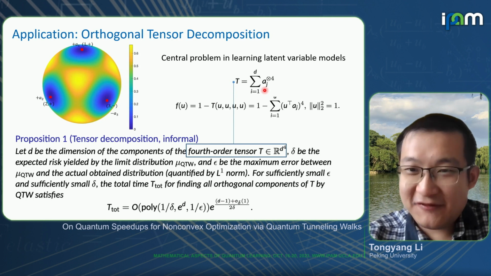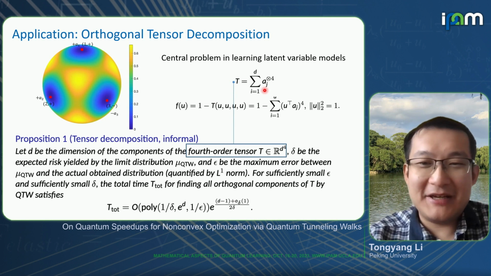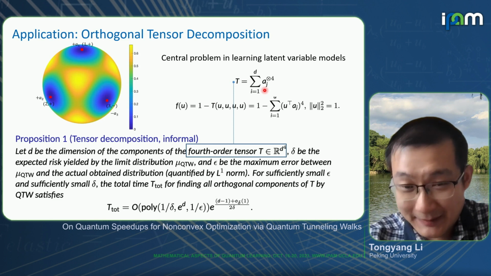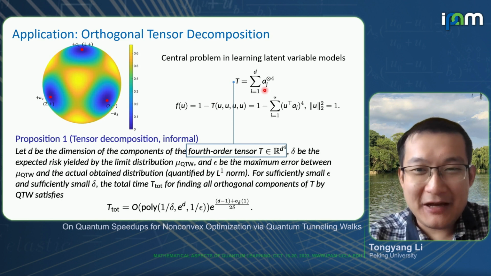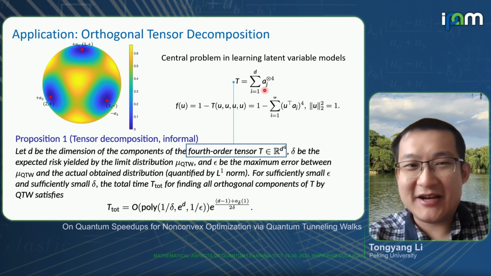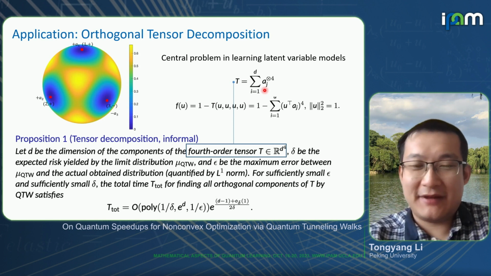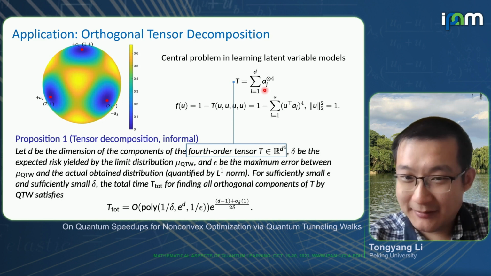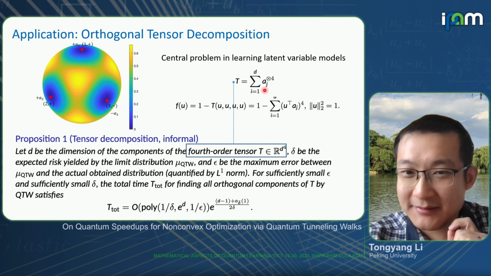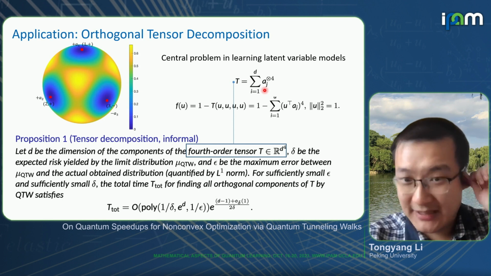In general, the fourth order tensor decomposition problem is NP-hard, and classical algorithms solving this also take exponential time. I have to say that for this tensor decomposition result, our theorem can be used to solve this kind of problem, but I don't think we have a quantum speedup here. In general, it takes exponential time.